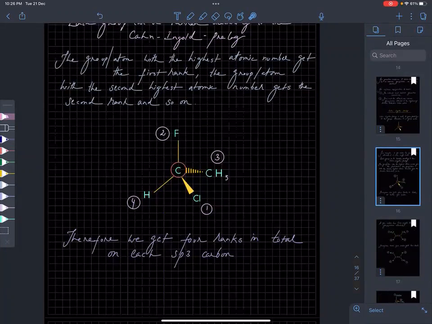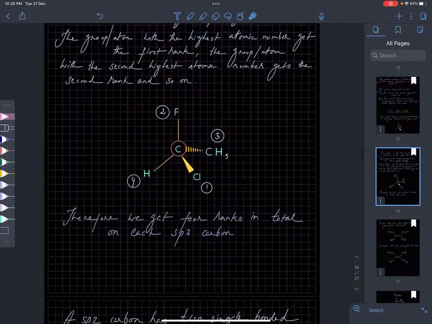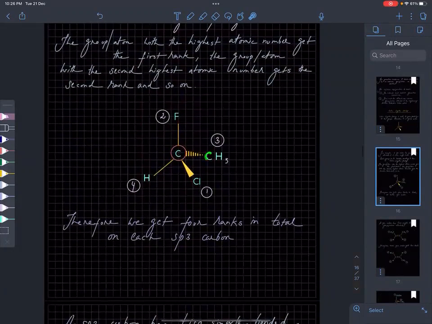But sir, in the methyl group, hydrogens are also present, no? No. First, we should not consider them. First, look at the carbon atom to which the bond is attached. If that clashes, then go for the next atom.